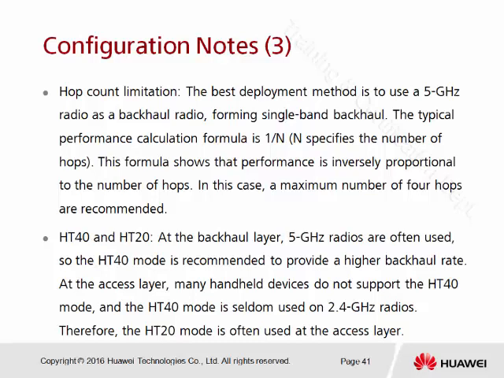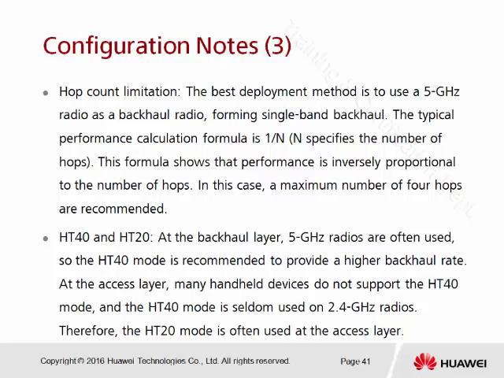And the HD40 mode is seldom used on 2.4. The reason is that the 5 GHz frequency band has so many non-overlapping channels, so they allow us to do the channel binding. Even if we do the channel binding in the 5 GHz, it also causes less interference in the same channel. But this doesn't apply to the 2.4. The 2.4 only has 3 non-overlapping channels.